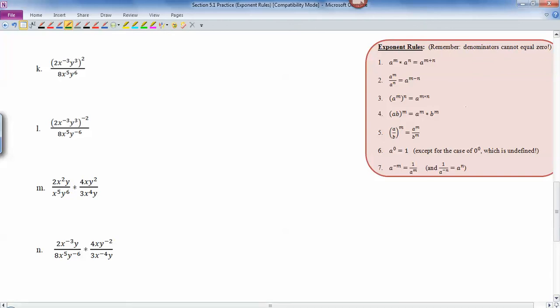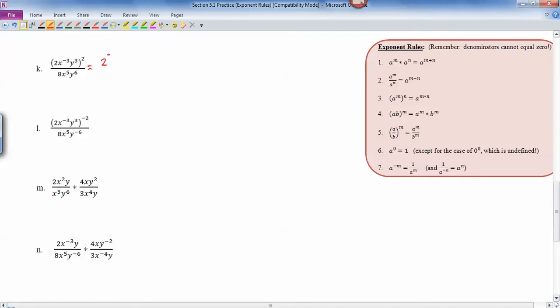Okay, so this is the section 5.1 practice, number 2K, and we'll finish off number 2 here, but these are a little bit longer. So let's look at what we can do. For K, why don't we just square the top? Since there's a parentheses on top, the whole thing is squared. So if I square the top, that's really squaring each part of that product.